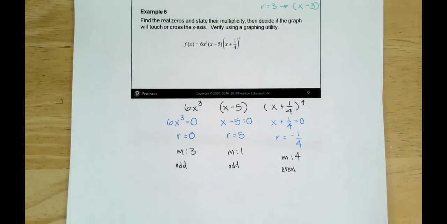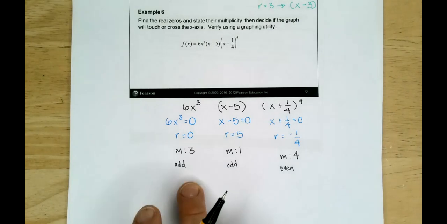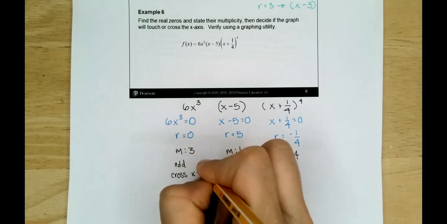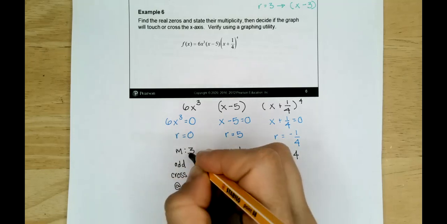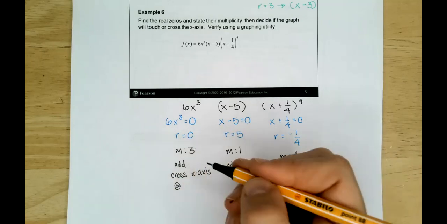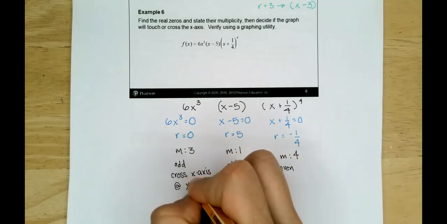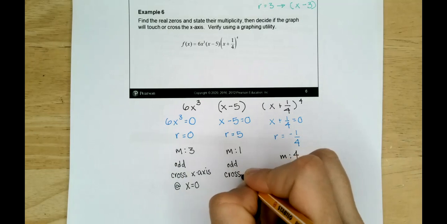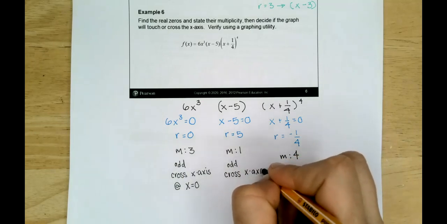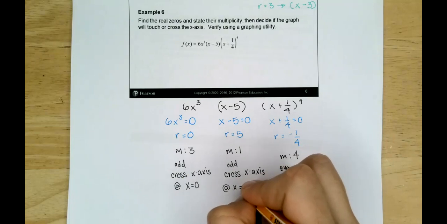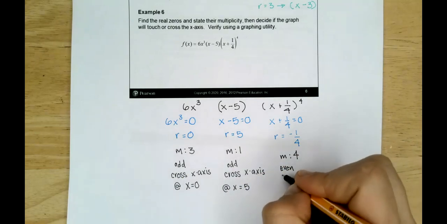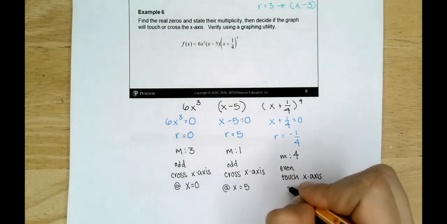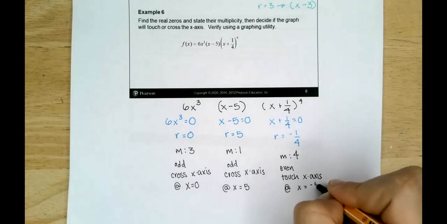Good. So if your multiplicities are odd, then they will cross the x-axis at your real zero. It will cross the x-axis at x equals 0. Sometimes I get them confused and say x equals 3. Odd means it will also cross the x-axis at x equals positive 5. Even means it will touch the x-axis at x equals negative 1/4.